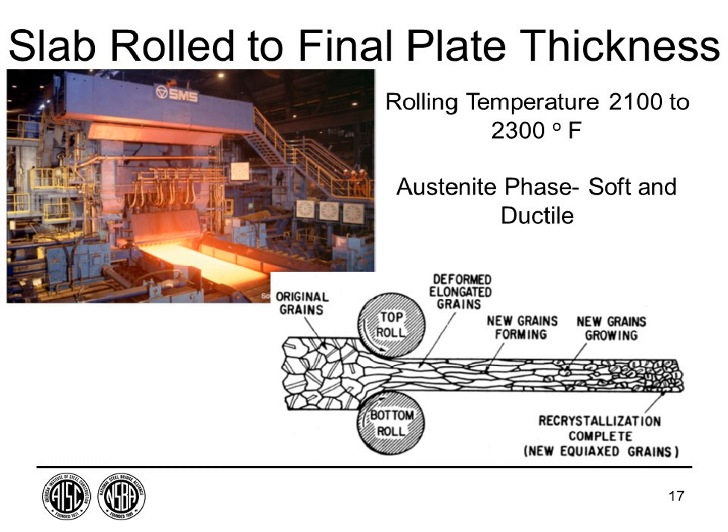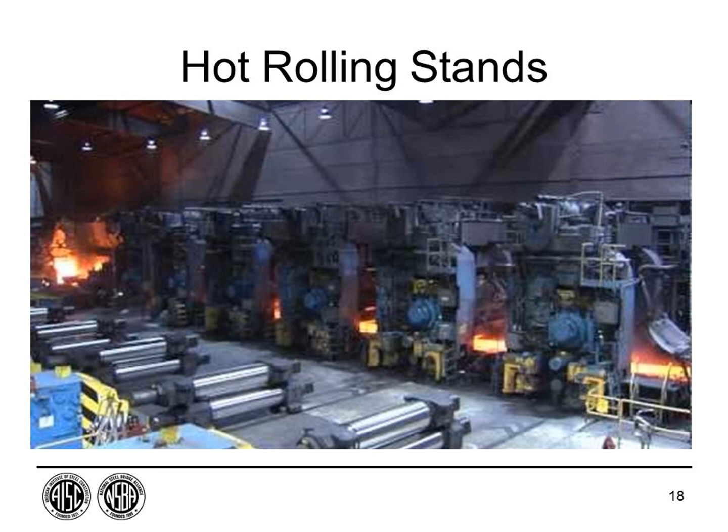And this can be done in one stand like this and reverse rolled, or it can be done in a series of rolling stands where, as the steel passes through each set of rolls, it's reduced in thickness. In this case, it would be a continuous rolling process.